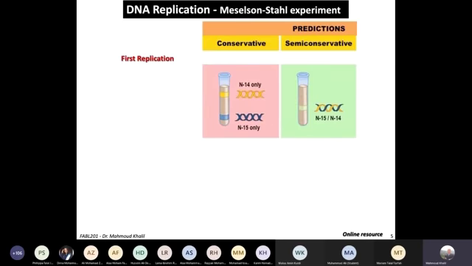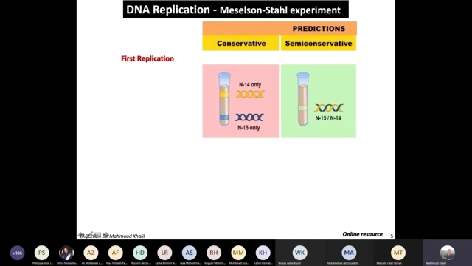To elaborate more on this experiment, theoretically, in the first replication round of bacteria, if it's semi-conservative, you can see here you have a double strand where one strand is heavy N15 and one strand is light N14. And when you do centrifugation, they'll migrate as one band.